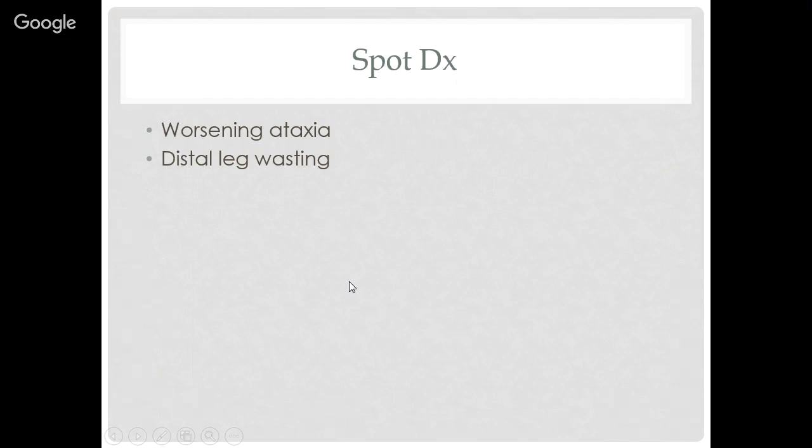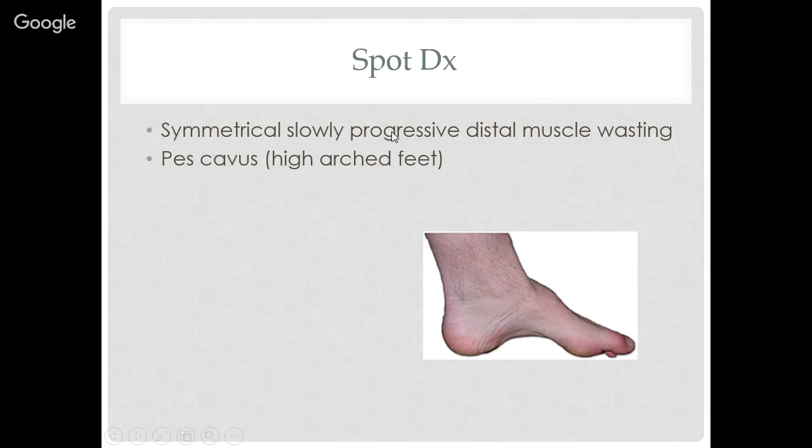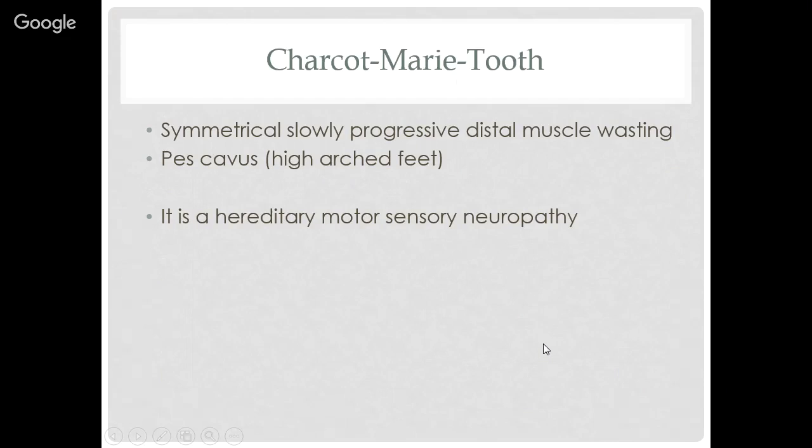All right, very last few buzzwords: worsening ataxia and distal leg wasting. Yep, so this is the Friedreich stuff. So there's the ataxia, and then they get wasting in the distal leg. So that's different to ataxia telangiectasia, where there are the immune problems. Symmetrical progressive distal muscle wasting, and this foot: Charcot-Marie-Tooth. Okay, there's no point in me even giving this lecture.